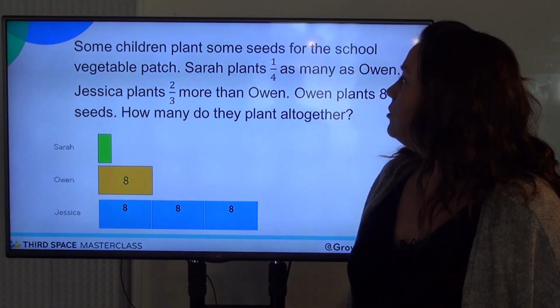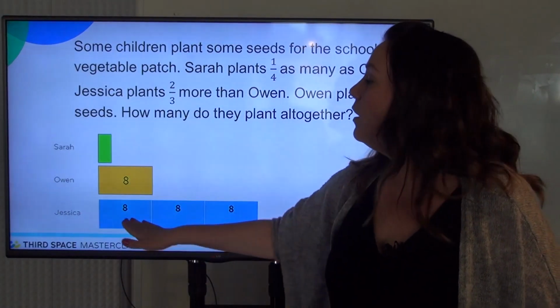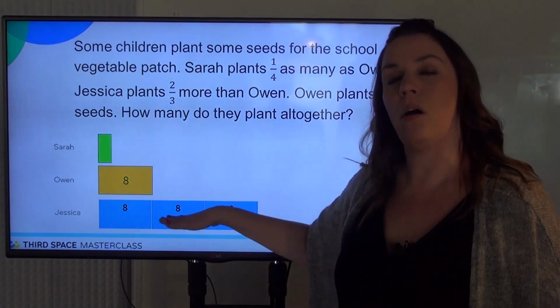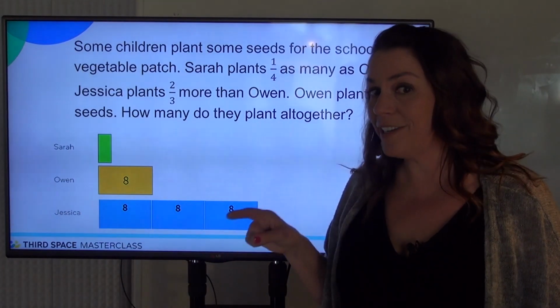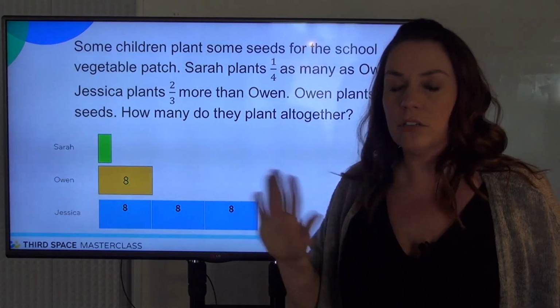We can see here, she's got 2/3 more than Owen. We know Owen's got 8, so that's the number we start with, which means that we can then label Jessica's bar. Some pupils will straight away see the link and work out that Sarah's got 2, and that's fine, they can just run with it.